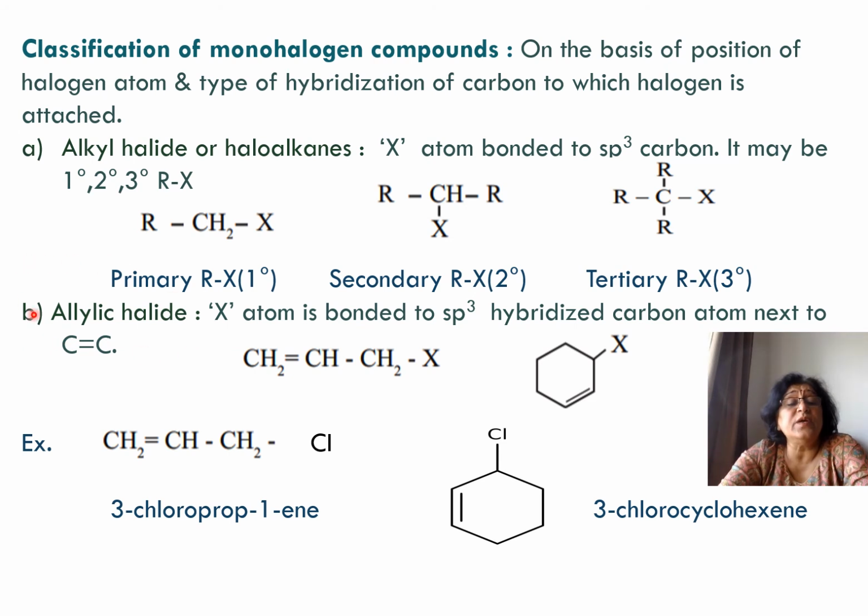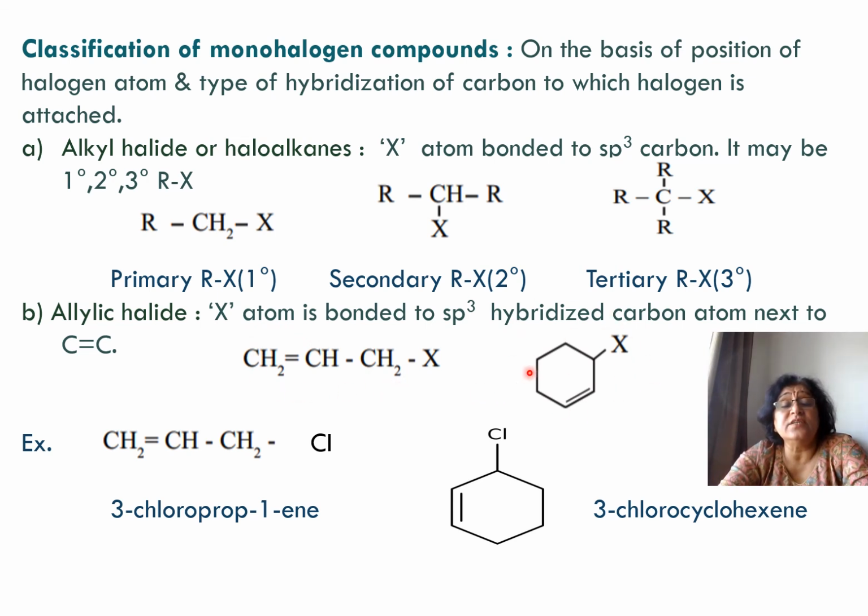Okay. Then the next one is allylic halide. In allylic halide, what happens? The halogen atom is bonded to an sp3 hybridized carbon, which is next to an sp2 hybridized carbon. So here you see CH2=CH-CH2X. This is allyl halide. So halogen is attached to what? An sp3 hybridized carbon, which is attached to the sp2 hybridized carbon. Such a compound is called allylic halide.